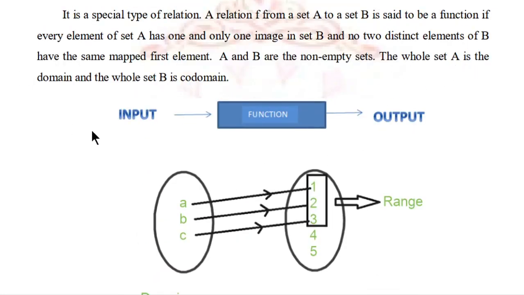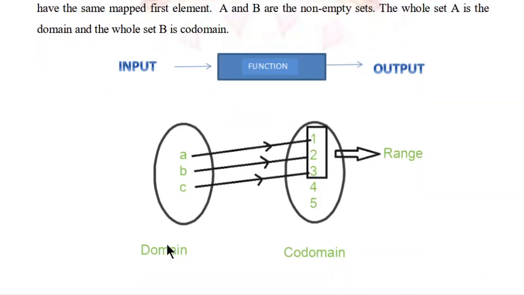Set A is the domain. Set B is called the codomain. It is a domain. It is a codomain. In this codomain, the elements which are mapped with domain elements are called the range of the function.